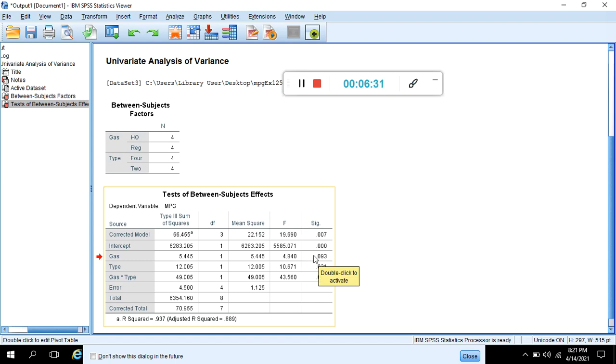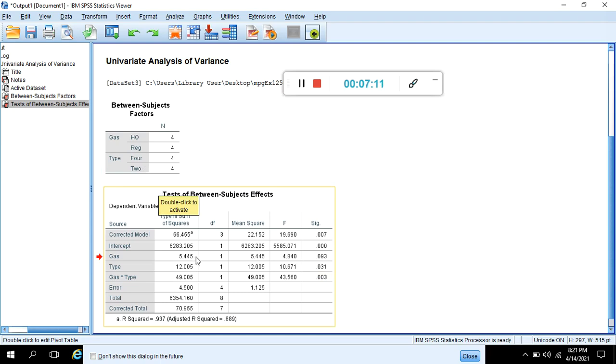So the gas is at the 5% level, it's not significant. The type is significant and the interaction is significant. And it is in fact the case that you can have a significant interaction when the input variable itself, or the factor itself, is not significant. And that's kind of what we're seeing here. So even though the type of gas doesn't seem to matter with respect to miles per gallon output, the interaction of the type of gas with the type of car matters. And that's a little bit complicated to understand.